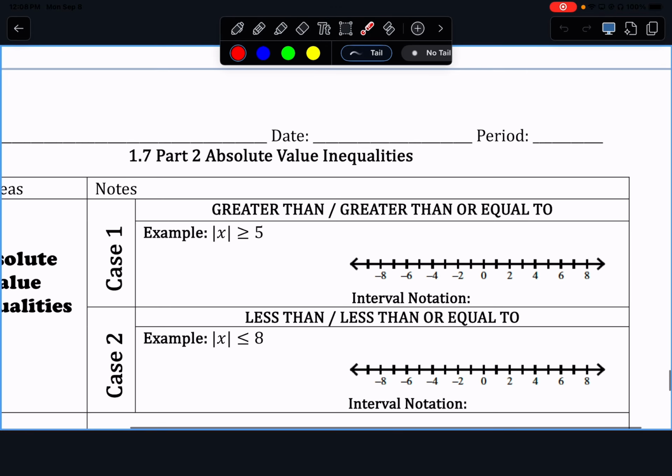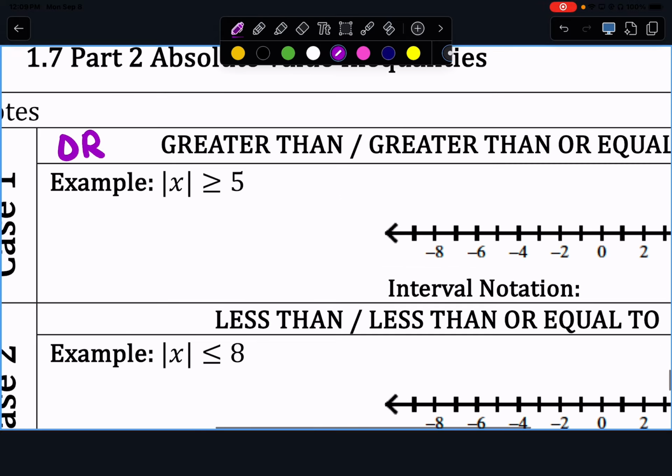So the first thing we're going to look at is case 1. The example for case 1 is greater than or equal to. Anytime we have a greater than or greater than or equal to inequality with absolute value, it is going to give us an "or" inequality. So how that works is we end up with absolute value of x is greater than or equal to 5, and we split that into two pieces.